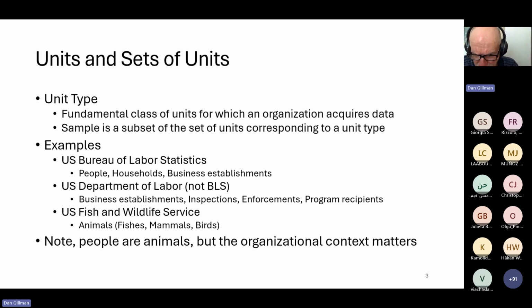At the U.S. Fish and Wildlife Service, they are interested in animals, fishes, mammals, birds, and so forth. So, for instance, we could think of people as a kind of mammal, right? But what turns out to be the unit types for one organization might not be a unit type in another. So the organizational context matters.